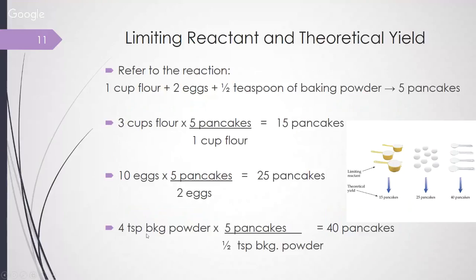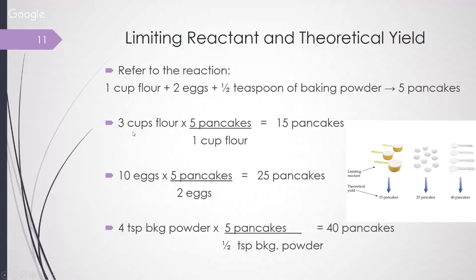4 teaspoons of baking powder requires how much flour? Well, the recipe says a half a teaspoon of baking powder is necessary for every 1 cup of flour. I have 8 times the amount of baking powder, which means I'd need 8 times the amount of flour. That says I'd need 8 cups of flour. I don't have that. I only have 3 cups.